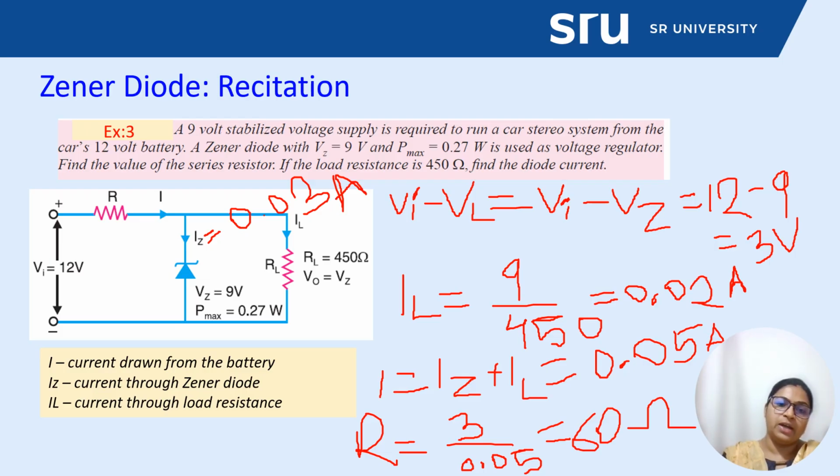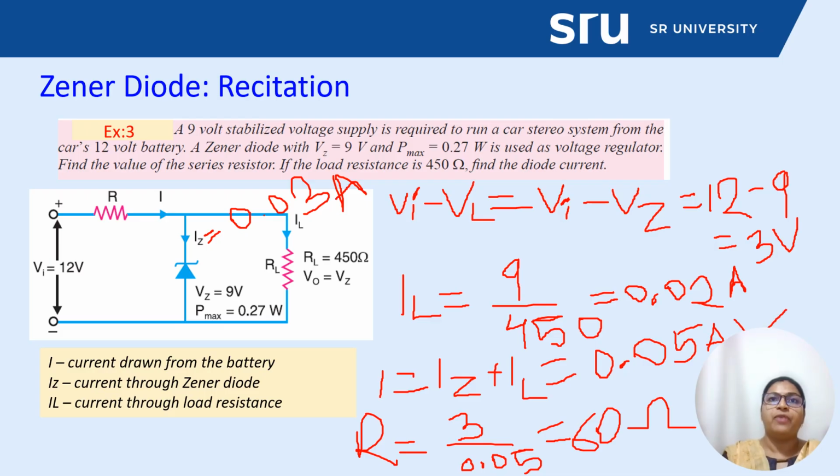Now if we want to find the total current drawn by the battery, I is equal to the current flowing through the diode Iz plus the current in the load IL. So this will be 0.02 plus Iz. Here the voltage is given and the maximum power is given, so Iz is equal to the maximum power divided by the voltage 9. So we get 0.03 amps.